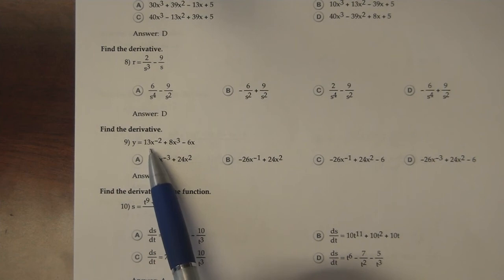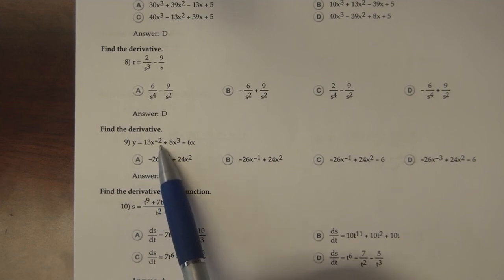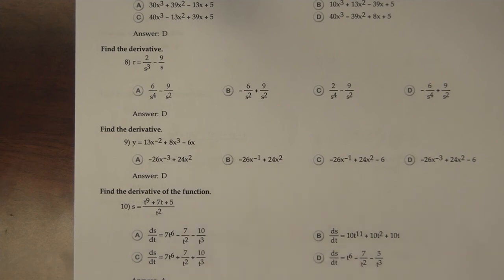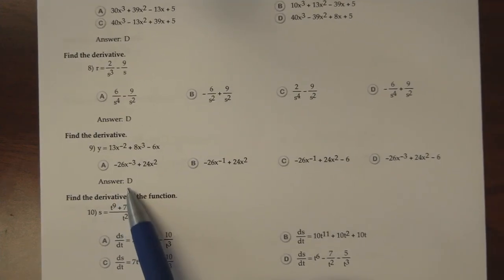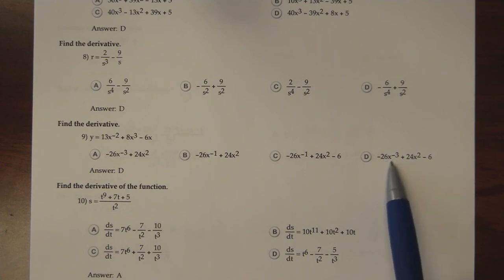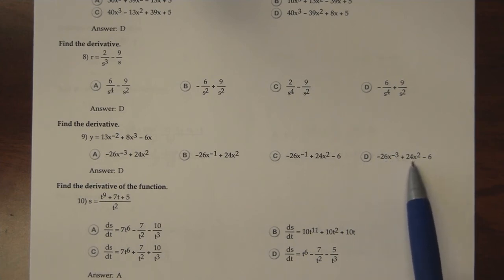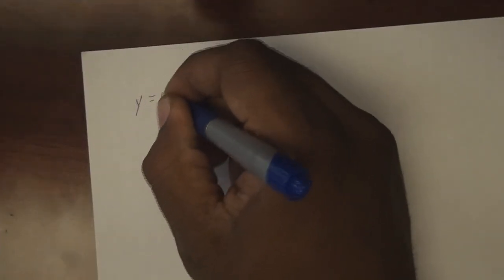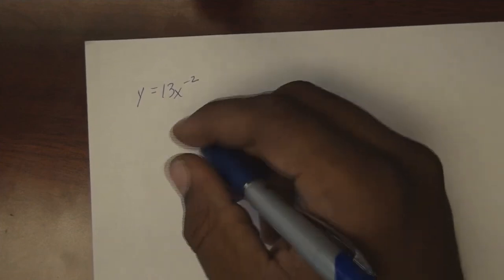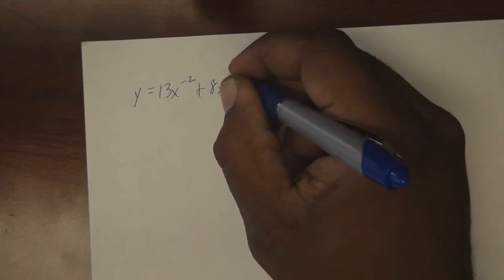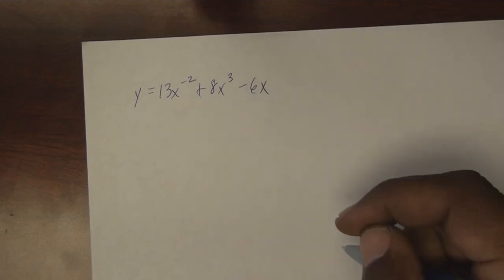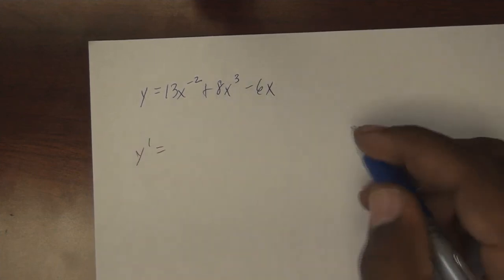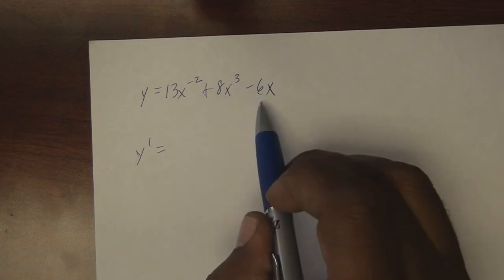We'll find the derivative for the function 13x to the negative second power plus 8x cubed minus 6x. We have the correct answer as D, which is negative 26x to the negative third power plus 24x squared minus 6. So we have the function y is equal to 13x to the negative second power plus 8x cubed minus 6x. We'll find the derivative y prime, so we'll simply use the power rule for each of our terms.